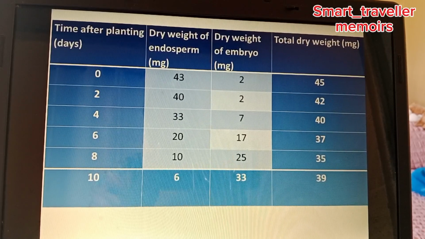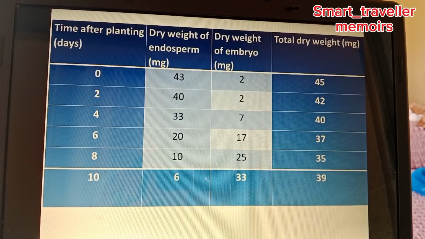Time after planting in days, at 2-day intervals: 0, 2, 4, 6, 8, 10. Dry weight of endosperm in milligrams: 43, 40, 33, 20, 10, 6. Dry weight of embryo: 2, 2, 7, 17, 25, 33. Total dry weight: 45, 42, 40, 37, 35, and 39.